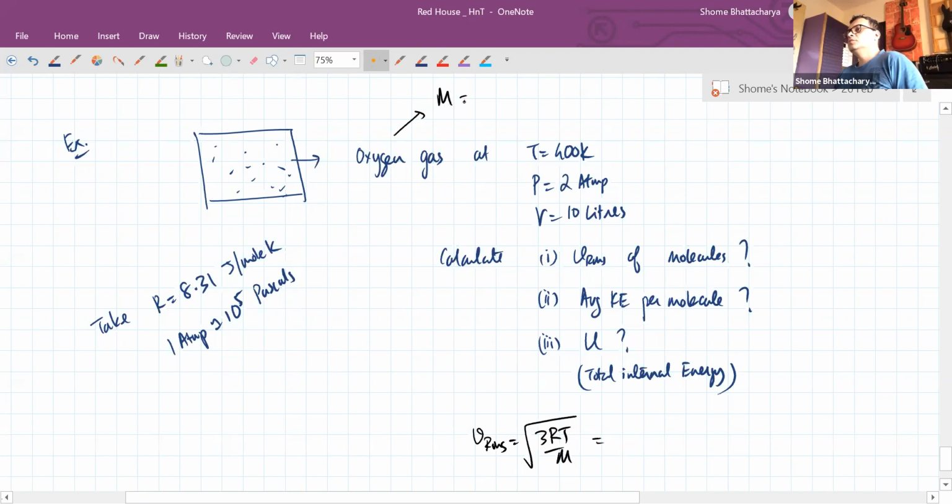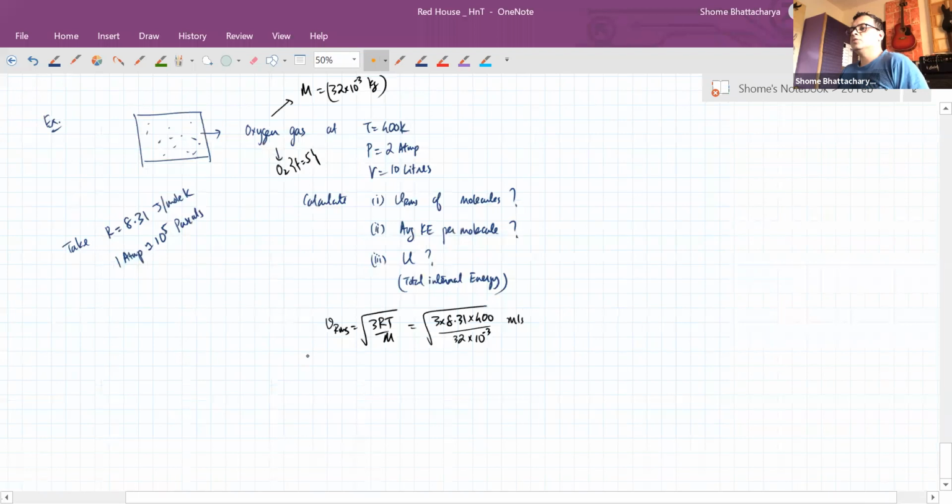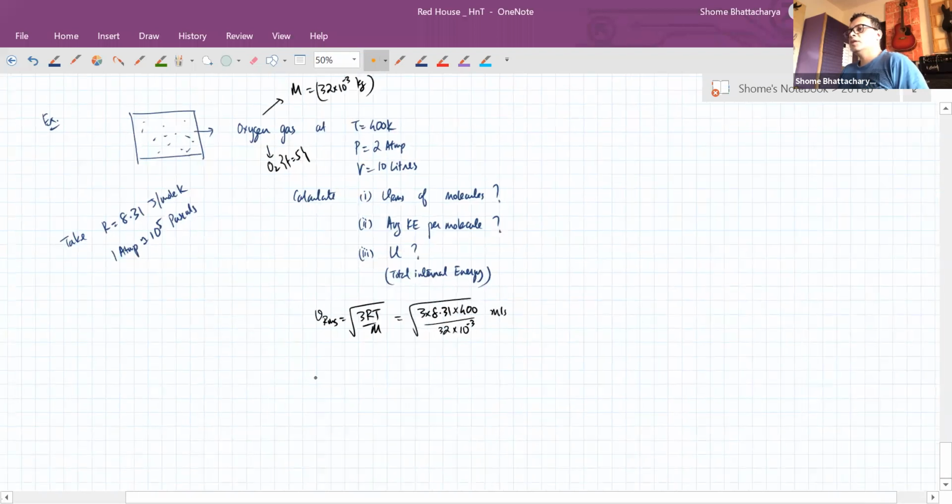So oxygen gas, and it's diatomic. Degrees of freedom will become 5. This will be in meters per second. We'll calculate it in a moment, but I'm just showing you what all formulae you need to use.